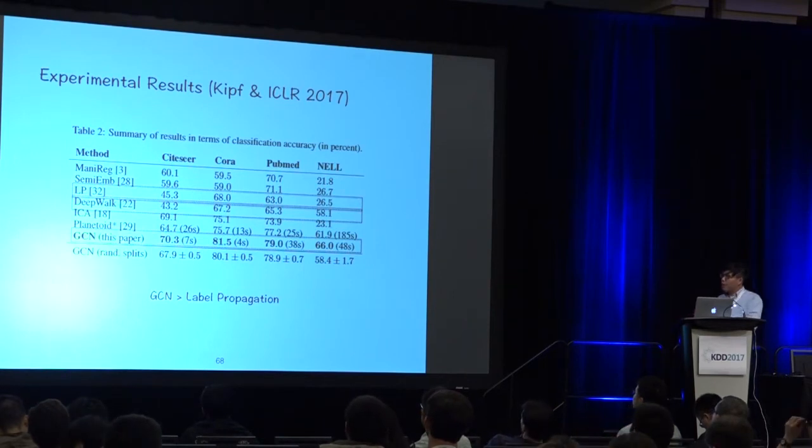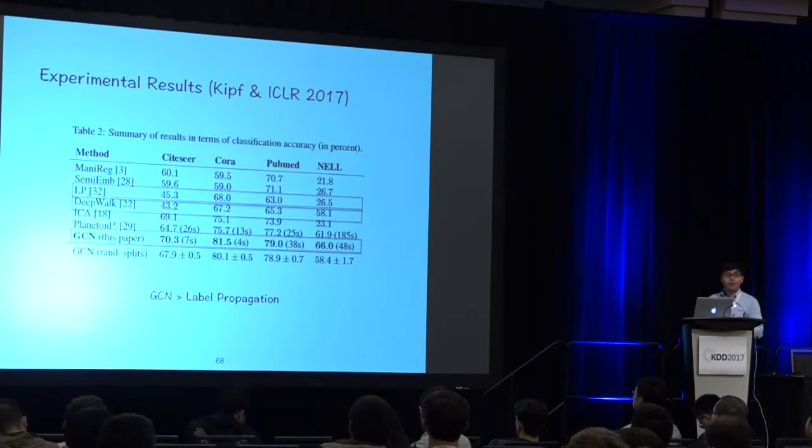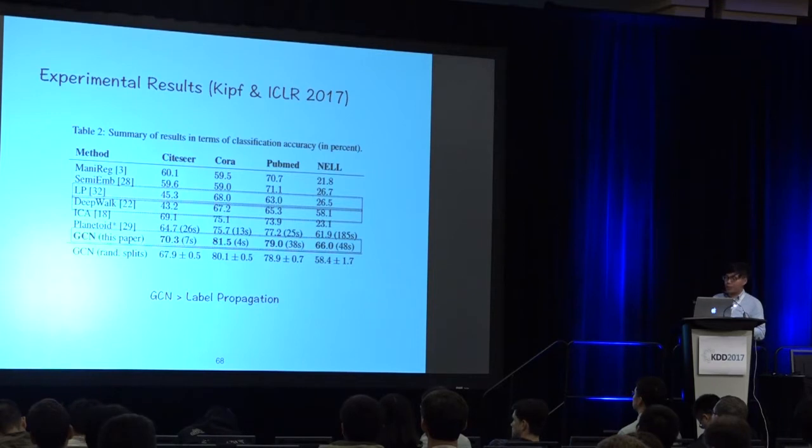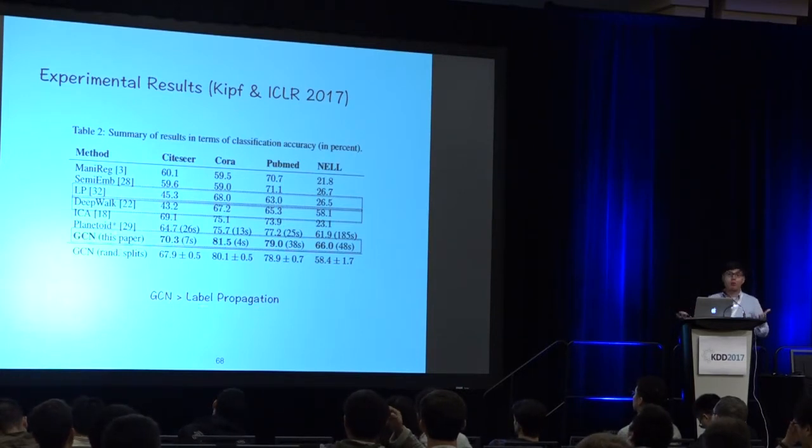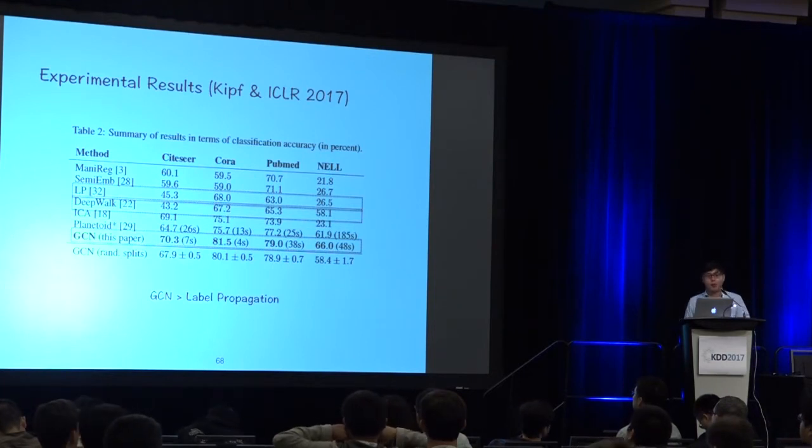And these are some results on semi-supervised graph classification. We can see that the graph convolutional neural network outperforms the state-of-the-art approach for semi-supervised graph classification, which is label propagation, right? And it also outperforms DeepWalk, which is definitely expected because DeepWalk is just an unsupervised approach. Okay.